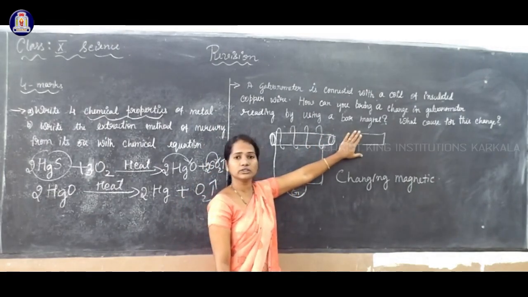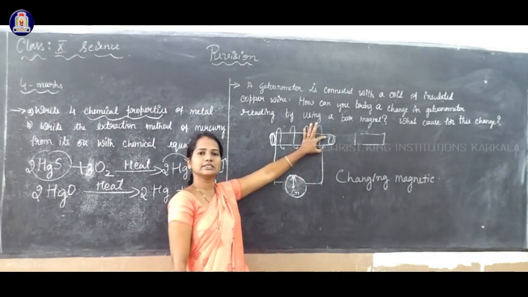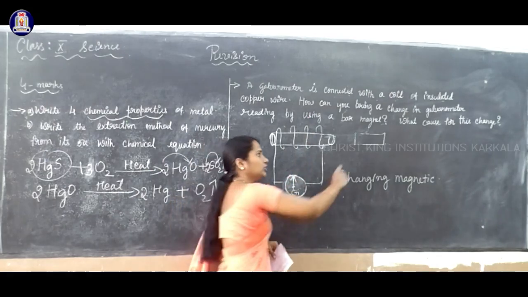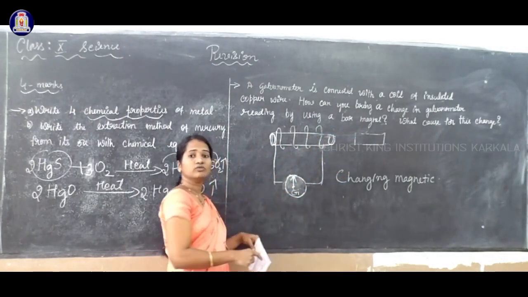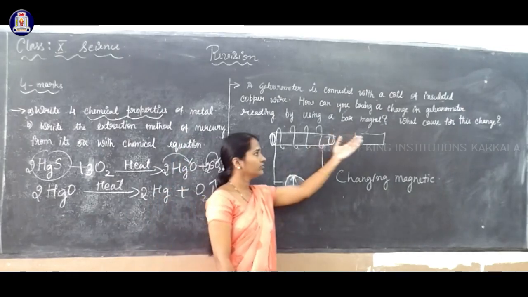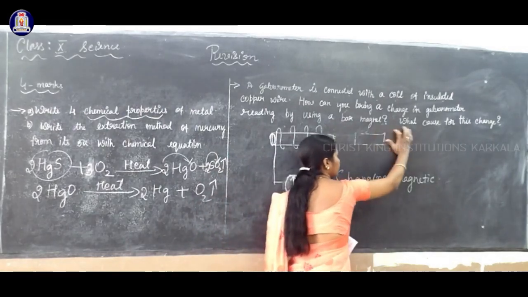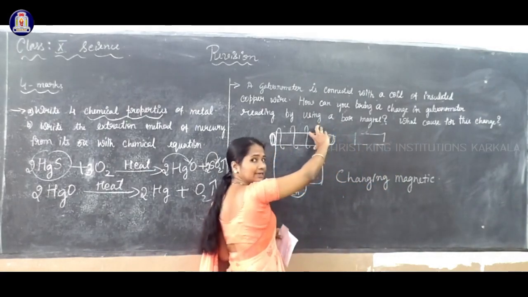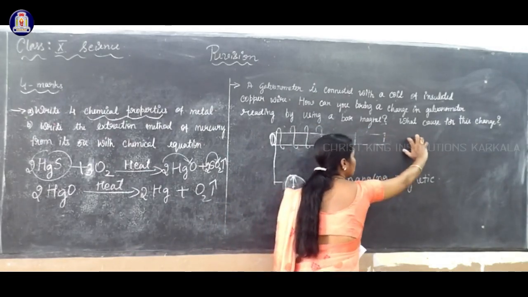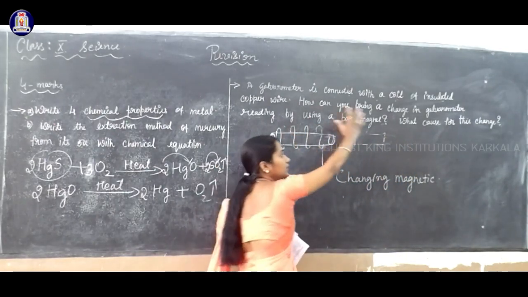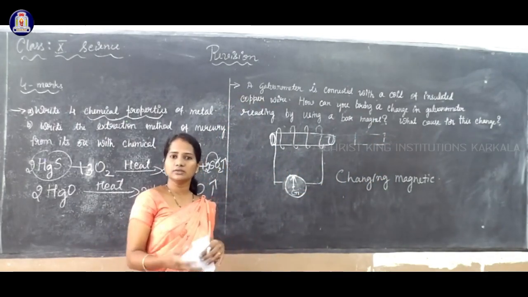In the beginning the magnetic field was less. When you bring the magnet near to this coil, it goes on increasing. So we are changing the magnetic field from minimum to maximum. Once again, if you pull the magnet outside, when you are pulling it out of the coil, the magnetic field goes on decreasing from maximum to minimum.